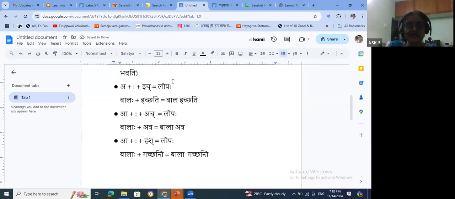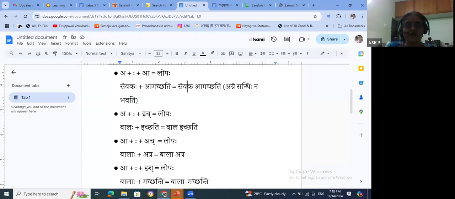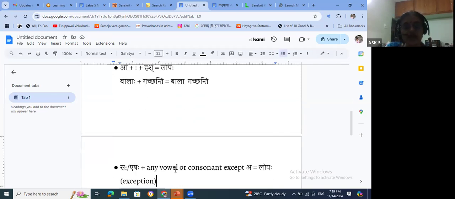So basically, these are the 4 rules for lopaha. A followed by any swara other than hrasva a. Then a followed by anything other than the Karkasha. Then it is lopaha. Okay.